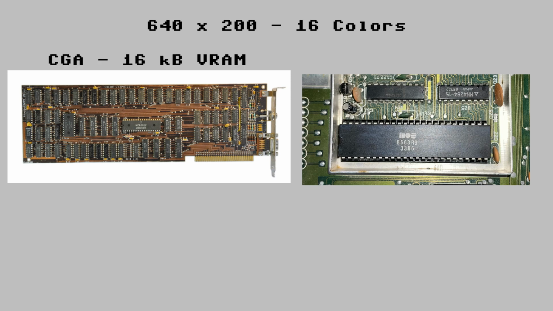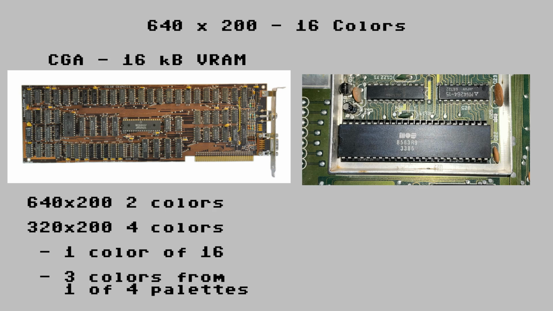CGA adapters come with 16 kilobytes of video RAM. The graphics modes are 640 by 200 monochrome and 320 by 200 pixels with 4 colors, but only one color is free to choose from a total of 16. The 3 other colors have to come from one of 4 palettes, which is really 2 palettes coming in 2 intensities each. You see, no 16 colors on screen.